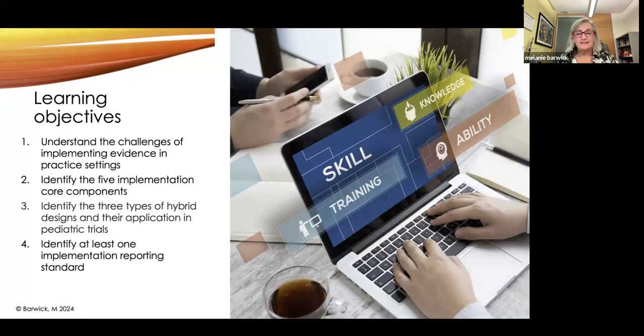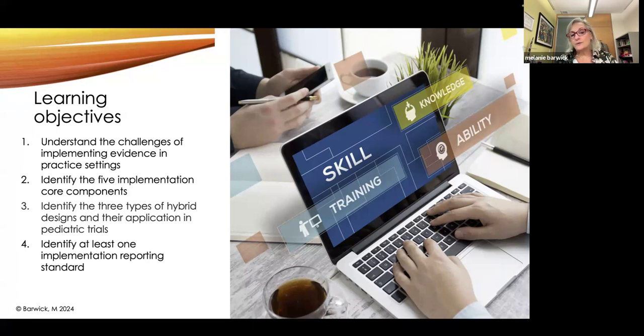Your learning objectives, your task over the next hour or so, an hour and a half, is to understand the challenges of implementing evidence in practice settings, as I present them in a very light touch kind of way, given the amount of time we have. Then, identifying the 5 implementation core components as I'll lay them out. We really need to find a way to disseminate and communicate implementation science in ways that are not complex, not overly academic, and simplified so that individuals in practice settings can understand and apply them. So distilling it into core components is really important.